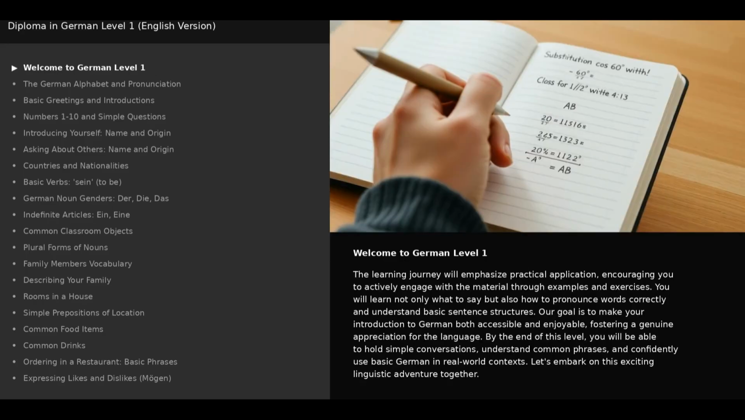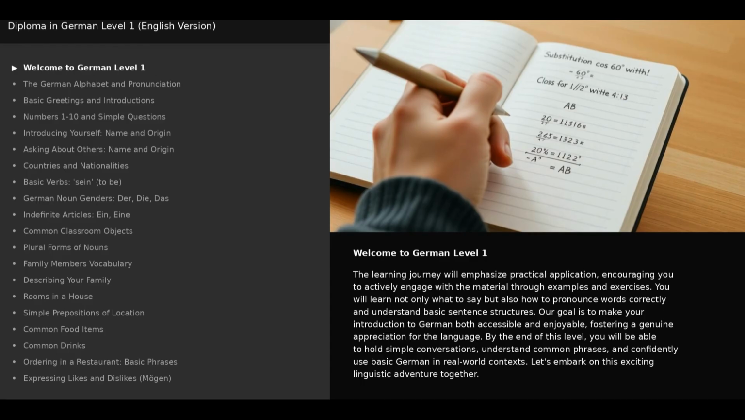The learning journey will emphasize practical application, encouraging you to actively engage with the material through examples and exercises. You will learn not only what to say, but also how to pronounce words correctly and understand basic sentence structures. Our goal is to make your introduction to German both accessible and enjoyable, fostering a genuine appreciation for the language.